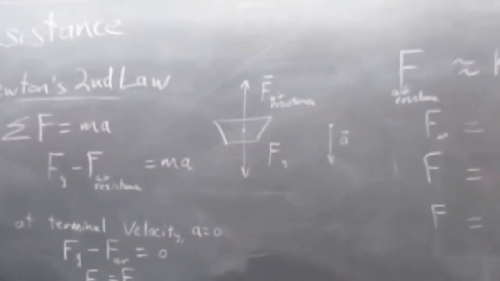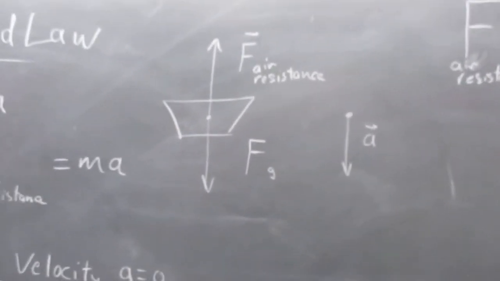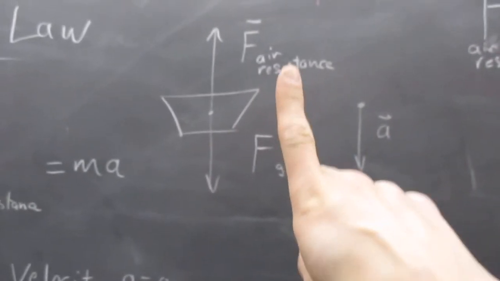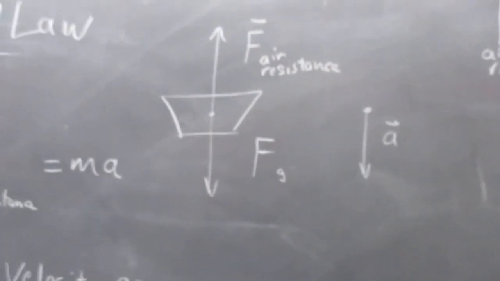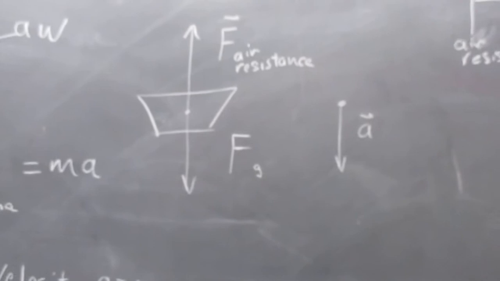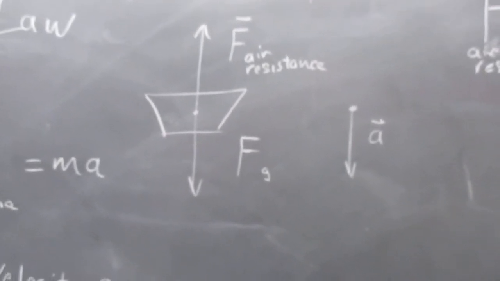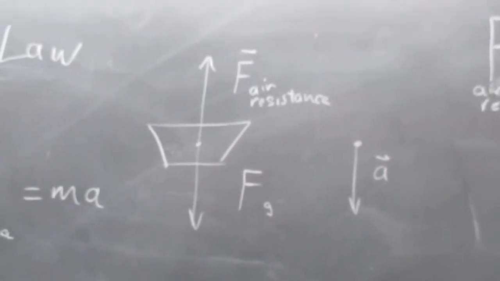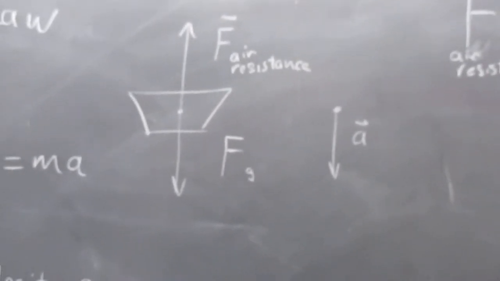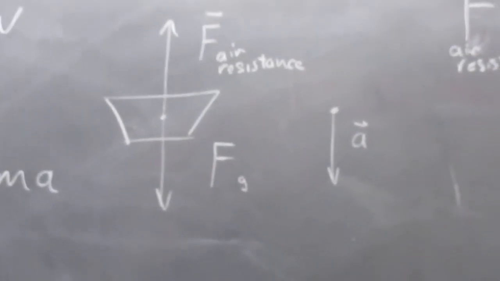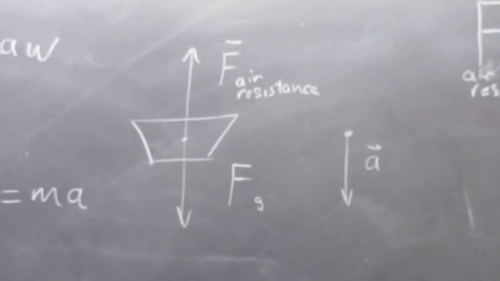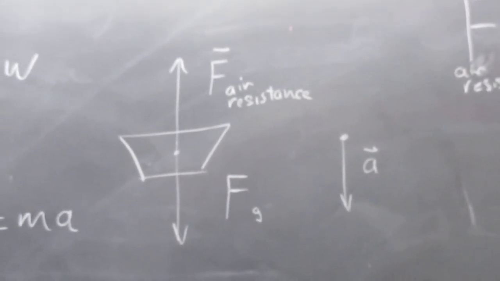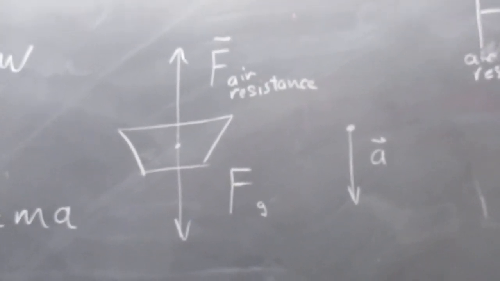When we have an object falling, we have the force of gravity acting downwards, and a force of air resistance acting upwards. In previous and subsequent experiments we will normally ignore air resistance, but it is the focus of this experiment. As it accelerates downwards, the force of gravity is constant, but the force of air resistance is not. It will increase as the speed increases.